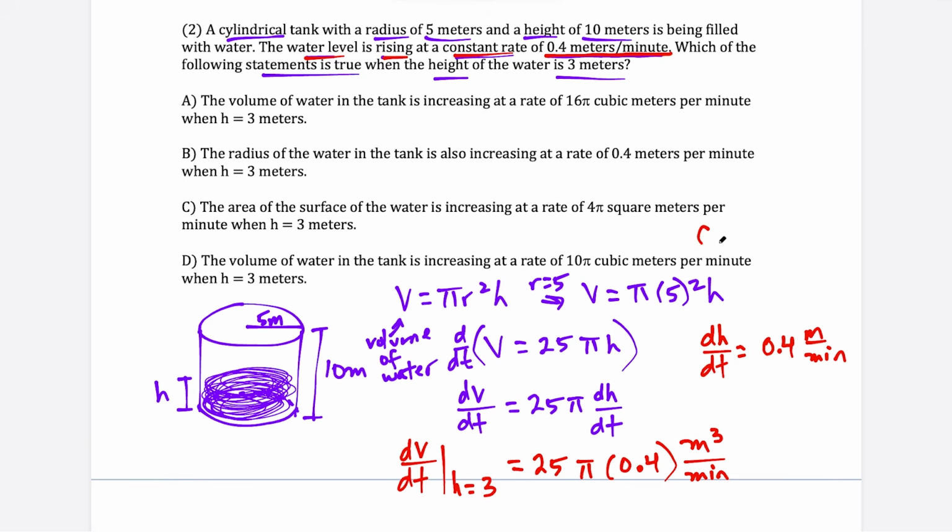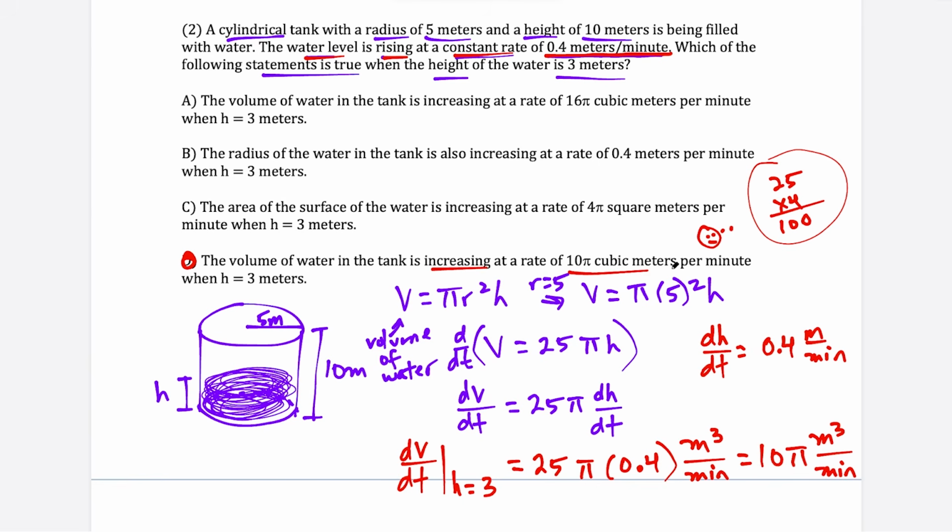Now we can just multiply here. If you want to do this mental math, just imagine that you're doing 25 times 4 instead. 25 times 4 is 100. So 25 times 0.4 would just give us 10. So we would have 10 pi, and the units here would be cubic meters per minute. What this means is the rate of change of the volume is equal to 10 pi cubic meters per minute. If we scan the answer choices here, we can see that the volume of the water in the tank is increasing at a rate of 10 pi cubic meters per minute when h is equal to 3 meters. So choice D is our solution.